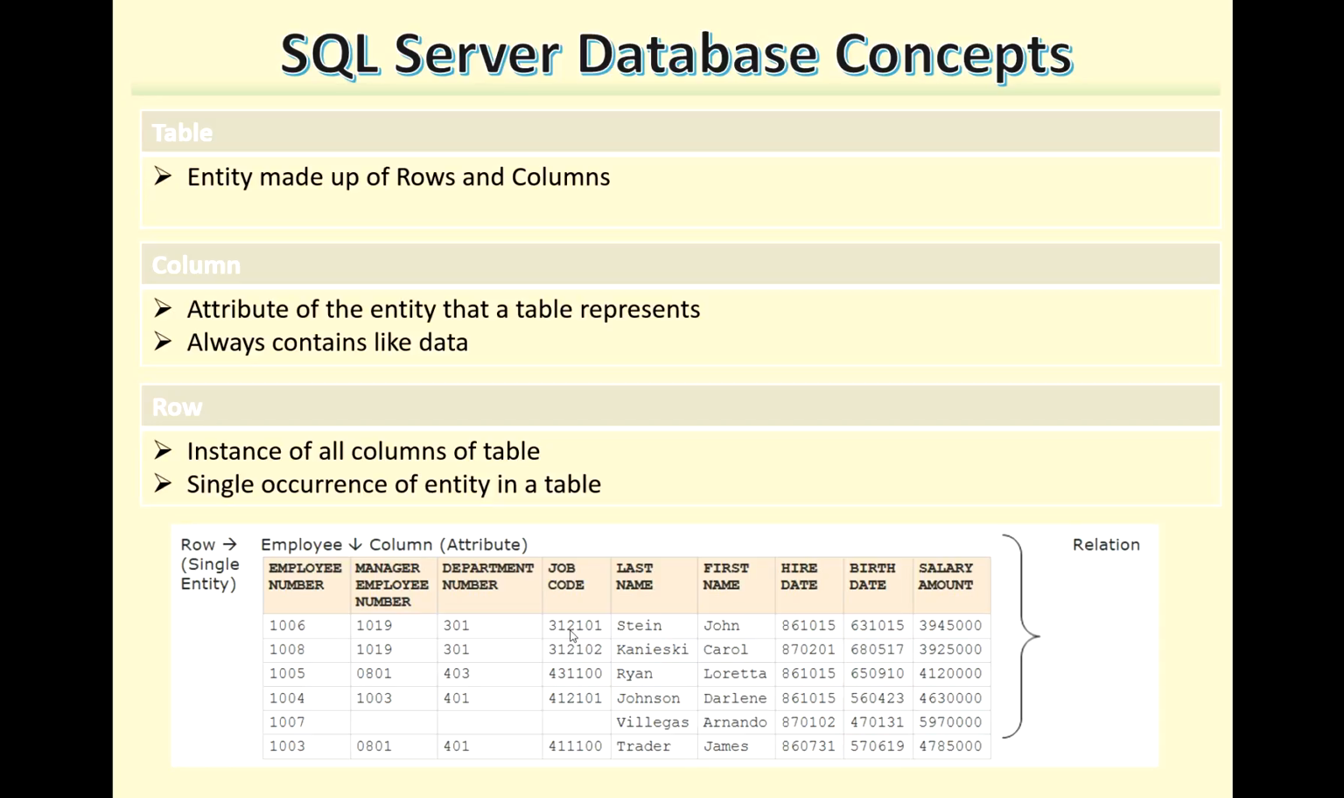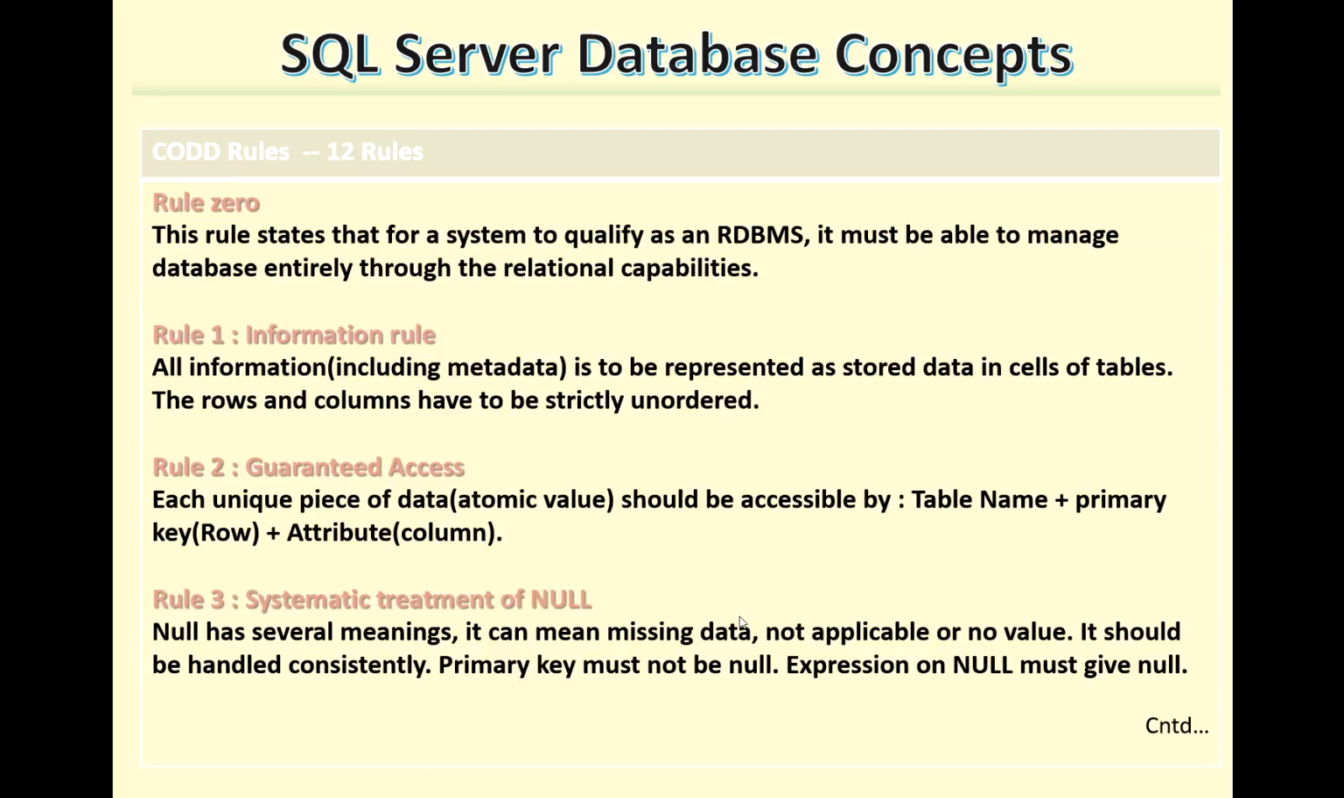So for example, if I want to know what the job codes are in this table, or what all the names are in this employee table, I should be able to get this information by using the table name, which is employee, and the column name, which is first name. When I say get me all the first names from employee, I should get all the data in the first name column. That is guaranteed access.